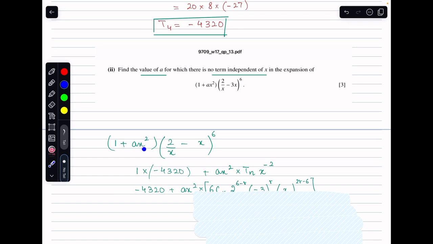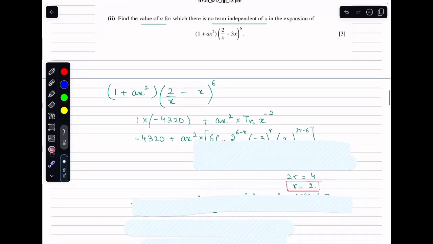Secondly, if I have ax squared, then there has to be a term in this expansion which should have x to the power negative 2. Ax squared times a term in this expansion with the power of x as negative 2. So if I multiply both of them, obviously x squared into x to the power negative 2 becomes x to the power 0, which is a 1, and the term again becomes independent of x here.